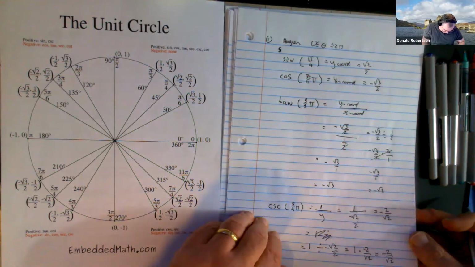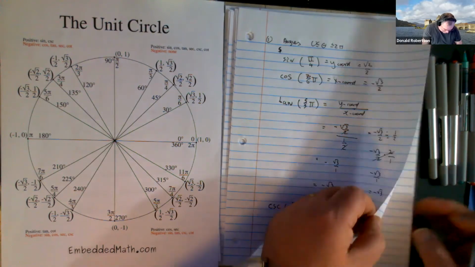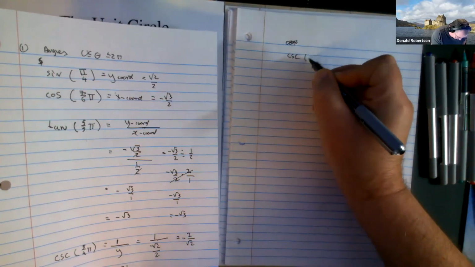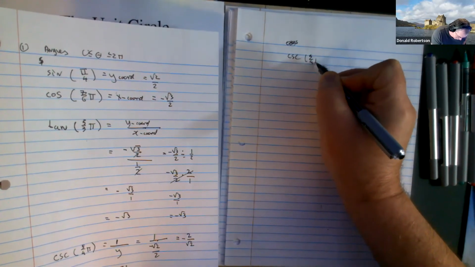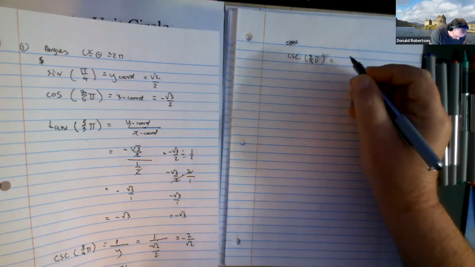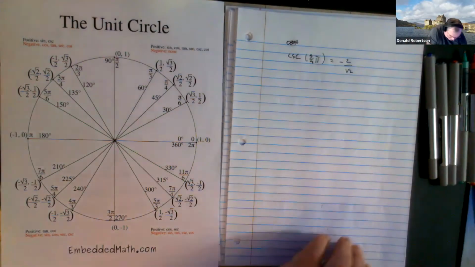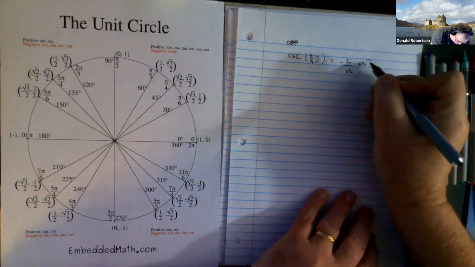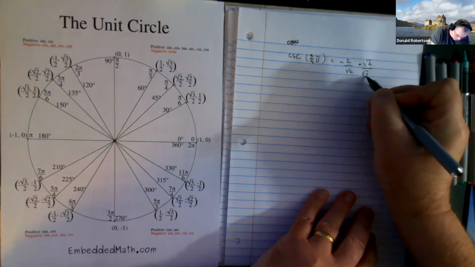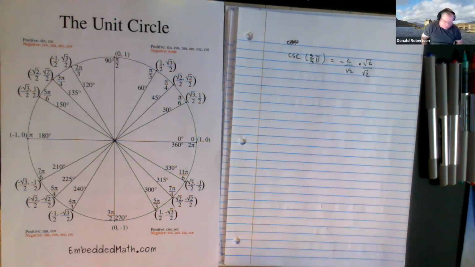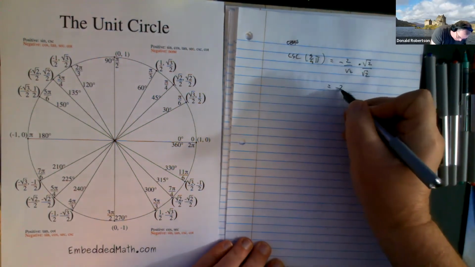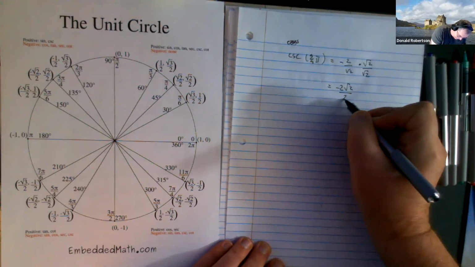So let's say, since I'm running short of room, let's do it on the next piece of paper. We already know that the cosecant of 5/4 pi is going to be negative 2 over root 2, right? That's where we got to. I'm going to rationalize the denominator, which basically means multiply by that special version of 1. And now we have this.